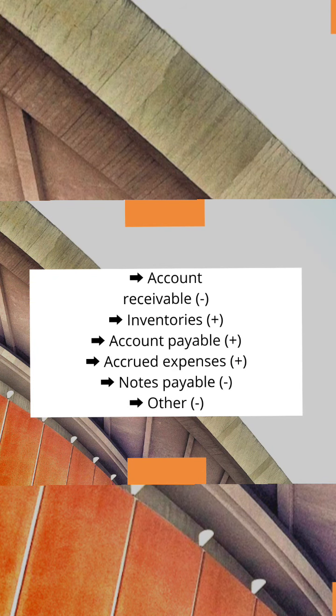So we will continue with the statement of cash flows. The next term that we are going to see is the change in assets and liabilities, which is just a change of assets and liabilities between two periods of time. There are many components in the change in assets and liabilities, and these components are accounts receivable, inventories, accounts payable, accrued expenses, notes payable, and other. The two components that we are going to see today are accounts receivable and inventories.